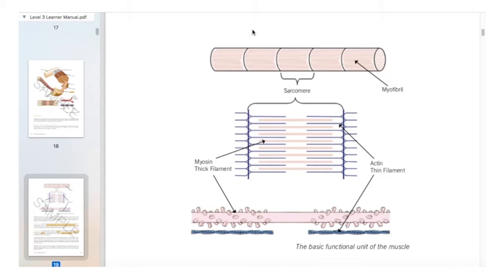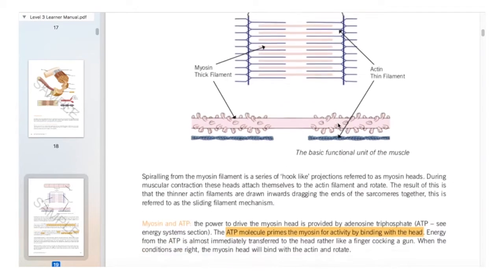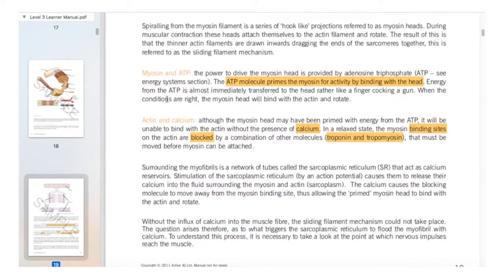Each of the myofibrils is broken down into sarcomeres due to these Z lines. But what's even more important is the myosin are the thicker filaments, and the actin are the thinner filaments. Now what allows muscle contraction is within the myosin we have the ATP, which when broken down to ADP creates energy. The other side of it is the actin needing the calcium in order to bind onto the myosin, but it's blocked at the binding sites by something known as troponin and tropomyosin.